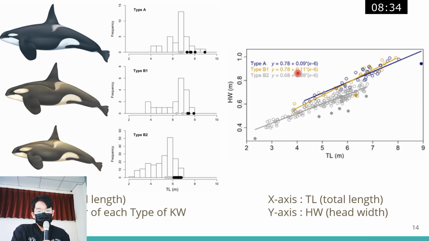Intercept means that because the total length will influence the head width, we assume that the total length of all the killer whales is about 6 meters. So like type A, y equals 0.78 means we assume that type A total length is about 6 meters and the head width will be 0.78.